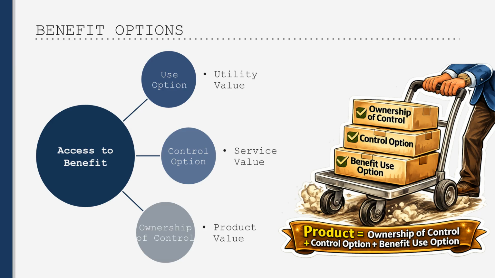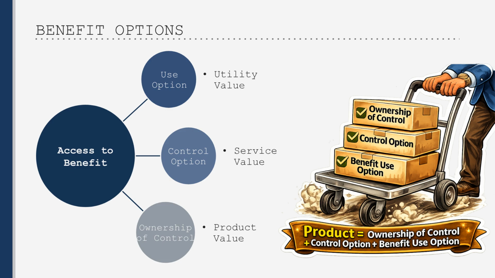Created value happens when access to that benefit is made possible, and access can be provided through an item, a facility, or even a contract. Economic value only comes into play once that access can be transferred. In other words, when the right to control and the right to use the benefit can be assigned or exchanged between parties. Now let's look at the hierarchy of benefit options.